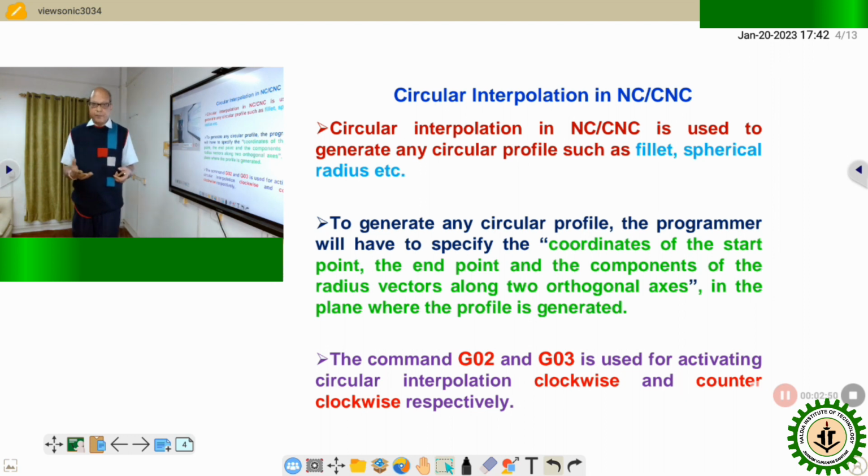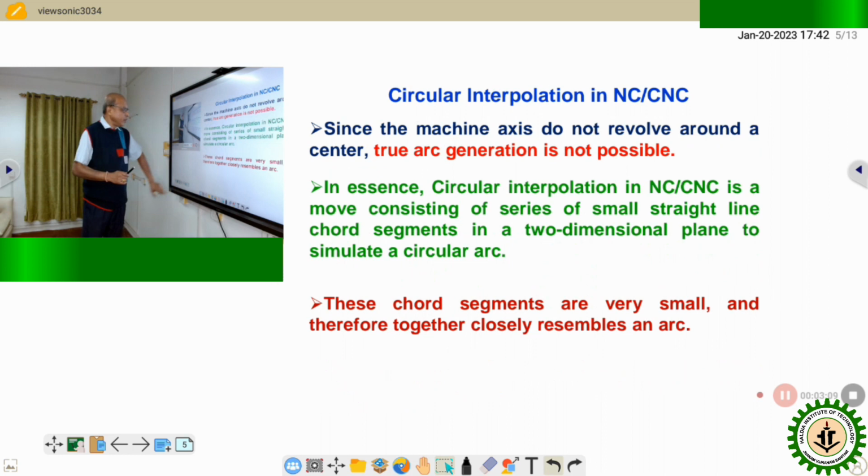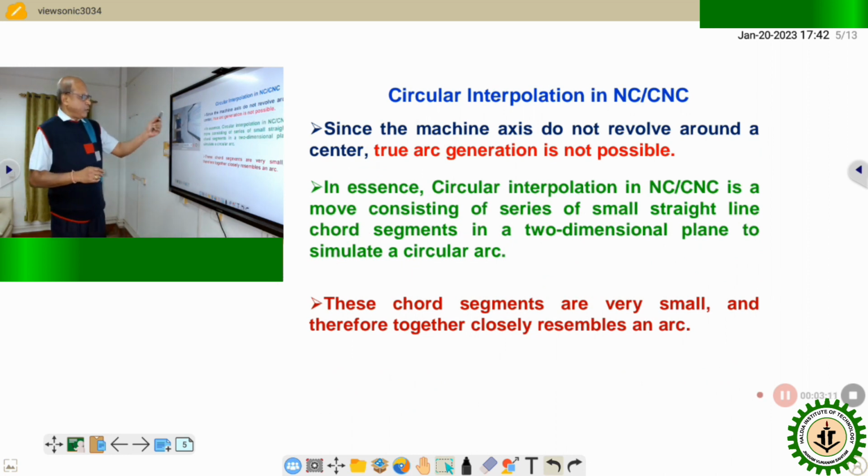If you can recall, similar G codes were used in case of PTP and straight line. For PTP it is G00, for straight line interpolation it is G01, and it is G02 and G03 for clockwise and counterclockwise circular interpolation respectively. Now this is the most important aspect to consider, to memorize.